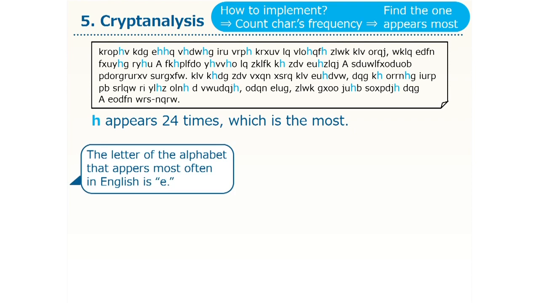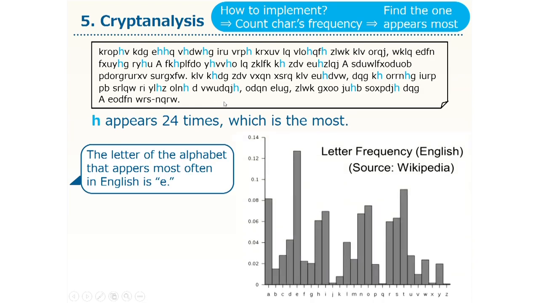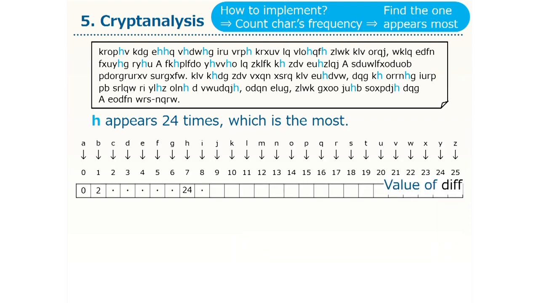Considering only lowercase letters, the letter of the alphabet that appears most often in English is E. For example, using a graph taken from Wikipedia, we can see from the large amount of data that the frequency of E is very large here. Note that the difference from the second or the third best is quite large. That means that it's plausible that since H appears 24 times, H might actually correspond to E. The distance of H from the code A is 7. In other words, H is in the 7th position from A, or the index of H is 7. Furthermore, counting from A, the index of E is actually 4.